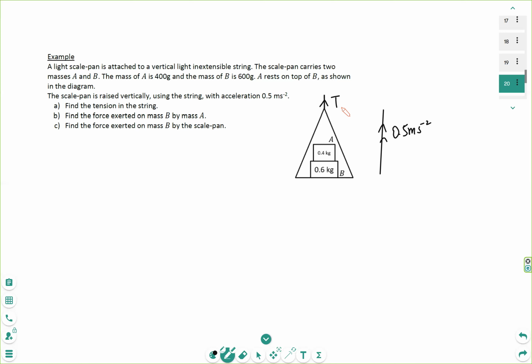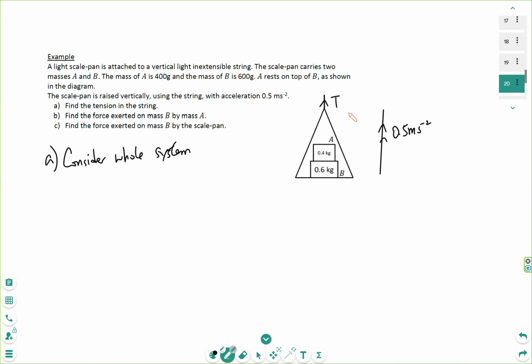As long as the string is pointing upwards, which it should always be, the tension will always point upwards. The string is released from the ceiling, therefore the tension will always point upwards. Okay, so find the tension in the string. Well, what we can do is the same thing. We consider the whole system.